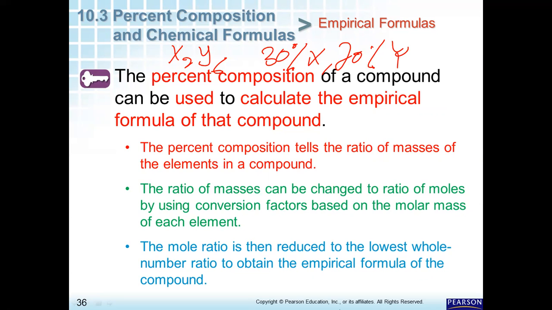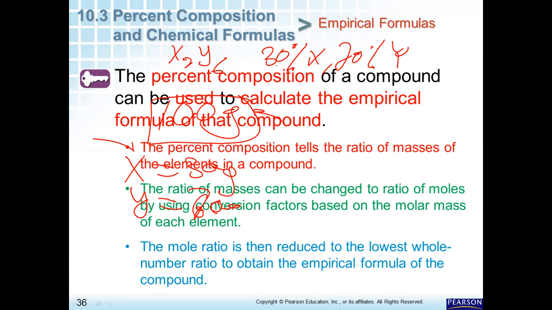I assume that I have a sample of 100 grams. Right? And in that case, the X I have equals 30 grams, the same as its percentage, and Y is equal to 70 grams from this sample. Right? This is the first step.